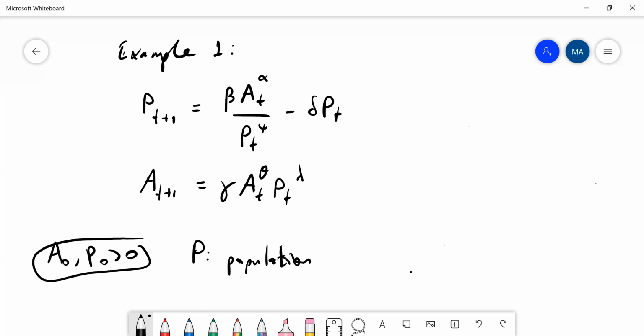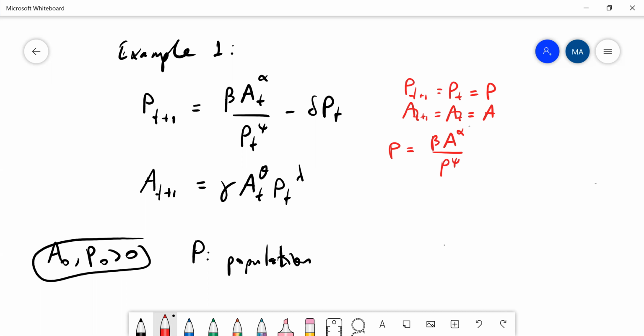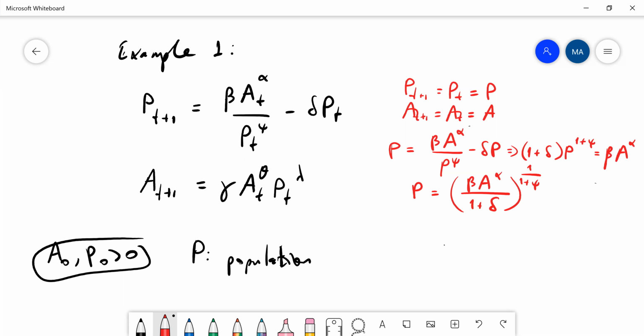Okay. So for steady state, we are looking at P_{t+1} equals P_t equals P, or P star, and A_{t+1} equals A_t equals A, all right? So if you do the math, you see something like this. So P equals, from the first equation, beta A to the alpha, P to the psi minus delta P. So this implies (1 plus delta) P to the (1 minus psi) equals beta A to the alpha. So from this, you see there's a relationship between P and A, right? So you have P equals (beta A to the alpha divided by 1 plus delta) to the 1 over (1 minus psi), okay?